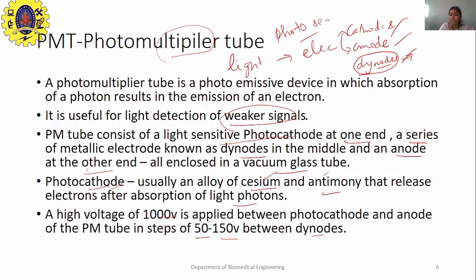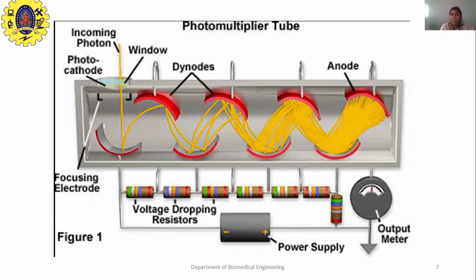But here we are not giving 1000 volt as a whole. Here we are giving it stepwise, that is in terms of 50 or 150 volt, especially between the diodes. So see, this is the overall setup for a photomultiplier tube.